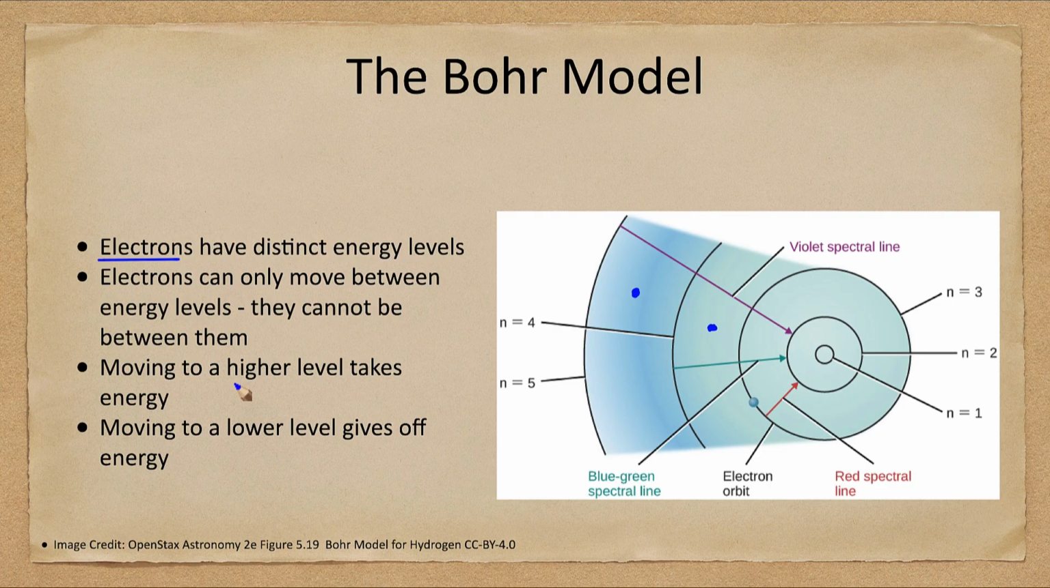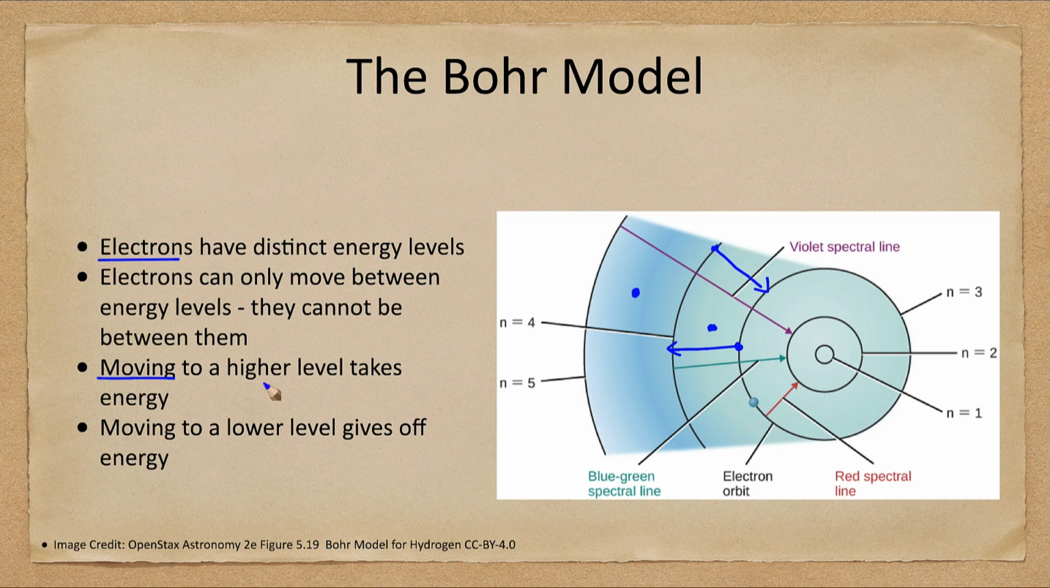That means that we will only be able to see them in very certain distinct orbits. So while it may look like a miniature solar system, where the planets could be in any orbits, these cannot. Now, if we move an electron to a higher energy level, that takes energy. So if we take an electron from this level up to this level, that requires energy. If we go from a higher to a lower level, that then gives off energy.